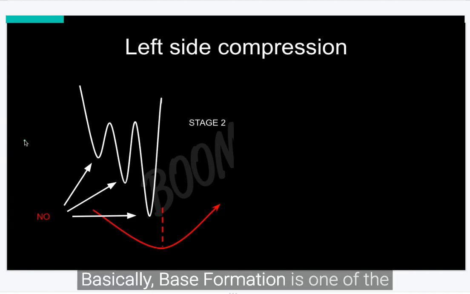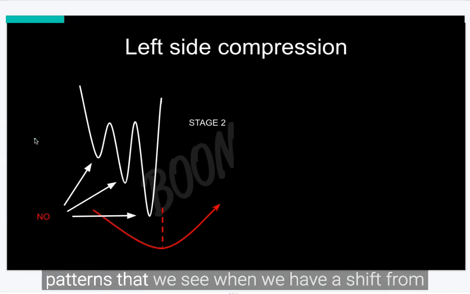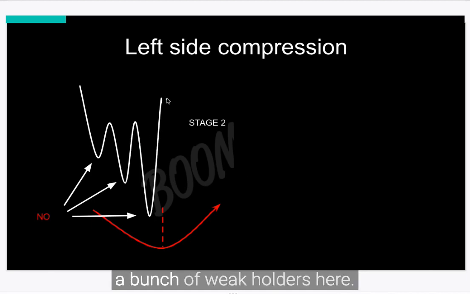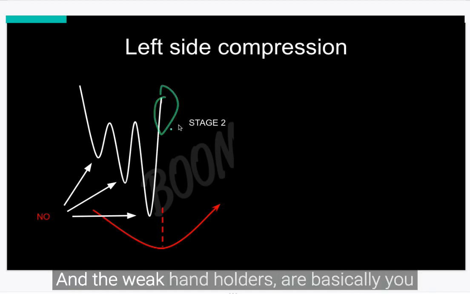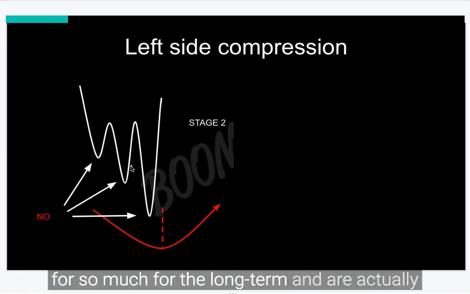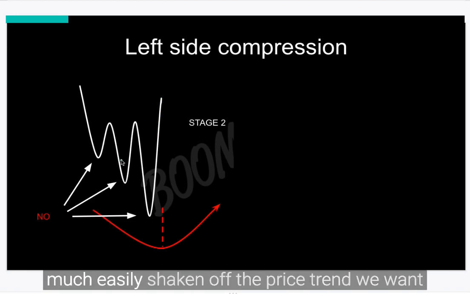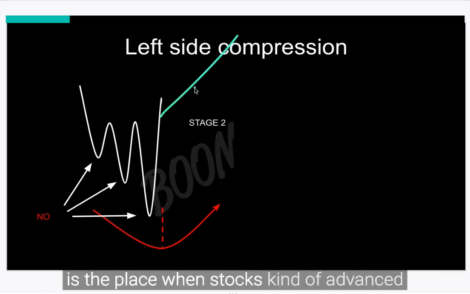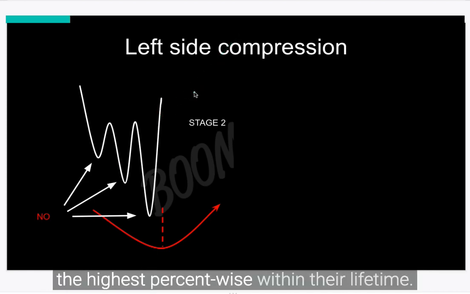Basically, base formation is one of the patterns that we see when we have a shift from weak hand holders to institutional holders. If we don't have that, we have a bunch of weak holders here, and the weak hand holders are basically you and me, the retail investors, who are not in it so much for the long term and are much more easily shaken off the price trend. We want to piggyback on the institutional buying, which is the phase when stocks advance the highest percent-wise within their lifetime.